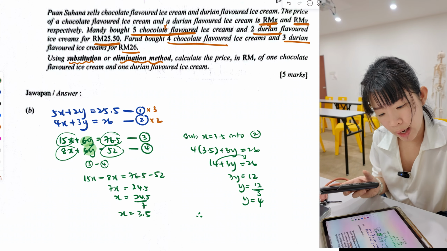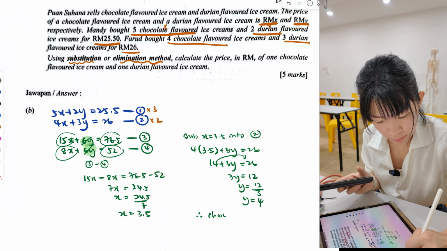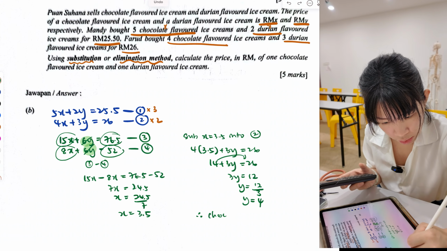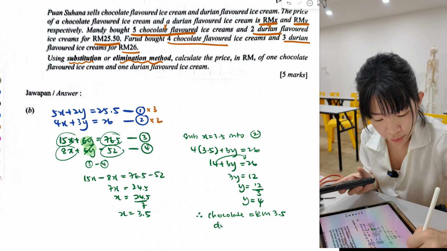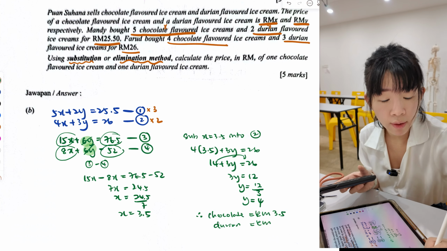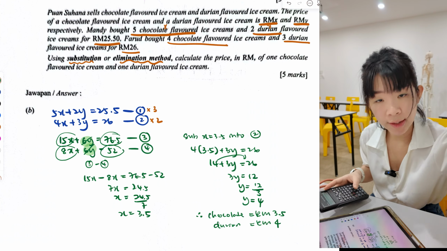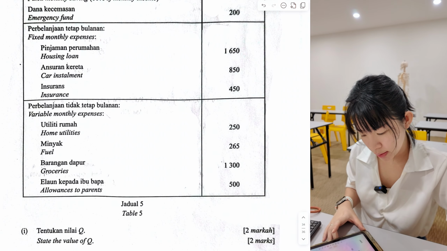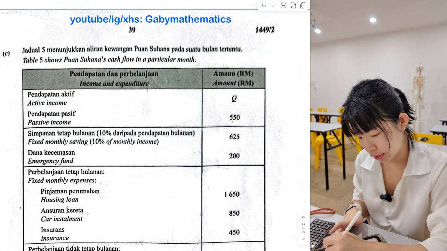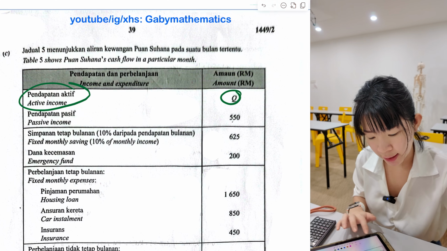Now at the end, conclude your answer. So chocolate is RM 3.5, durian is RM 4. Okay, let's look at part C. So this is a financial plan. Determine the value of Q. So this Q, active income, is missing.